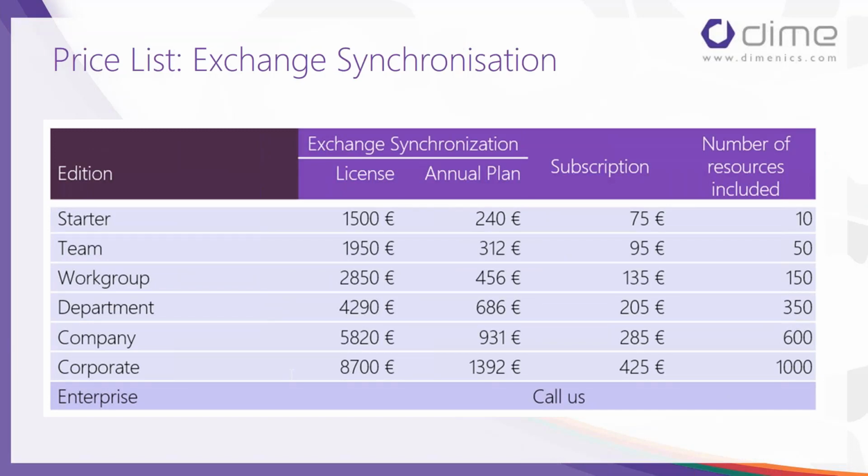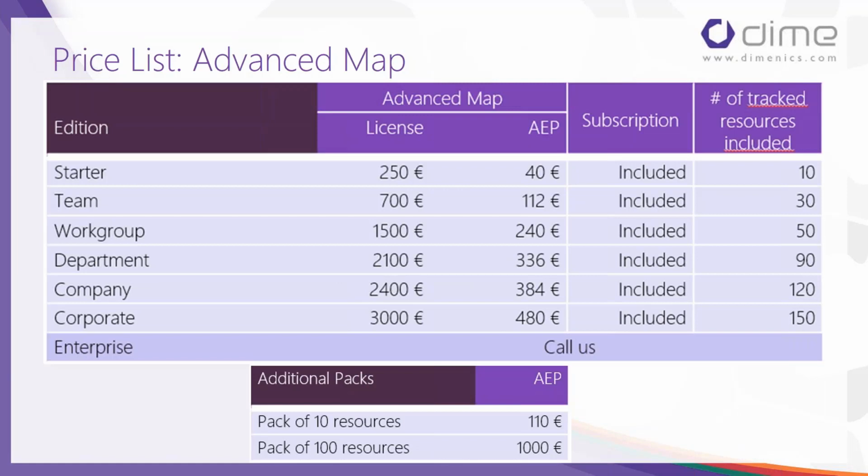On the exchange synchronization, nothing really changed at all. So prices here are the same. And then we're moving on to the advanced map. And there we have really been listening to you, especially on how it was priced. Most of you, if not all of you, know that we do work with a third-party vendor, PTV, for the advanced map features. Those strictly are third-party fees that obviously need to be paid for ourselves.